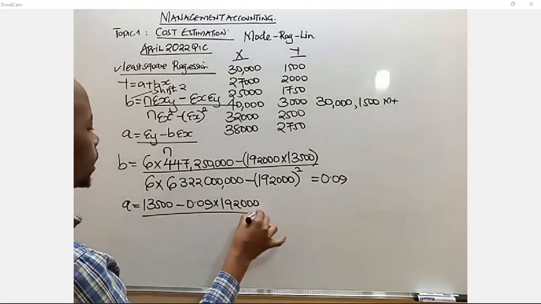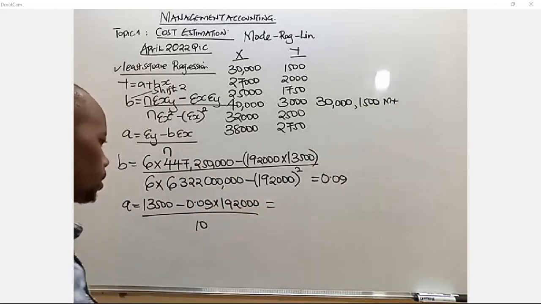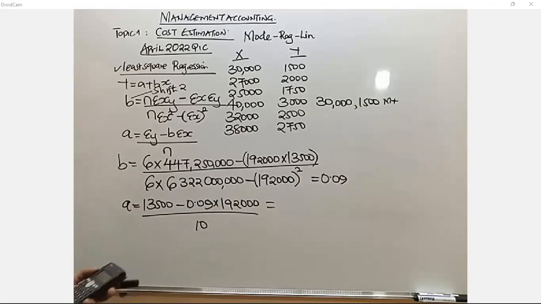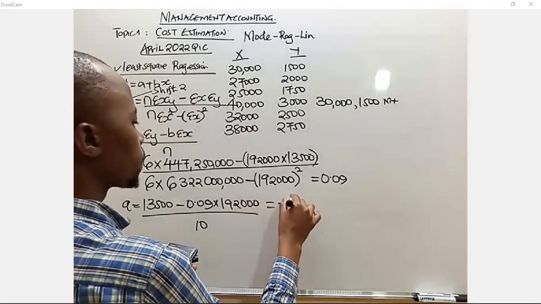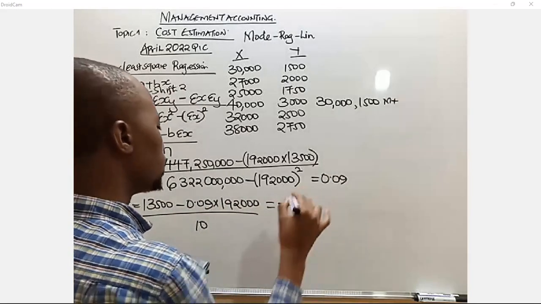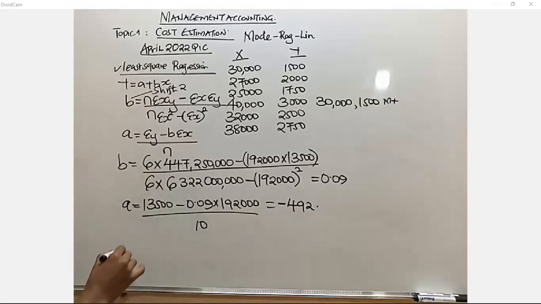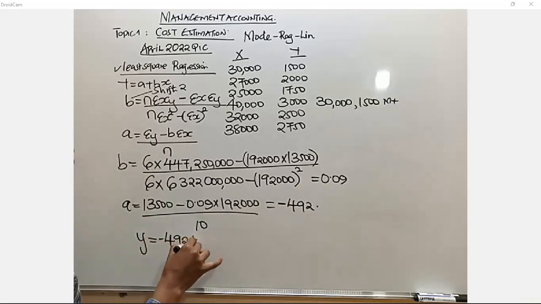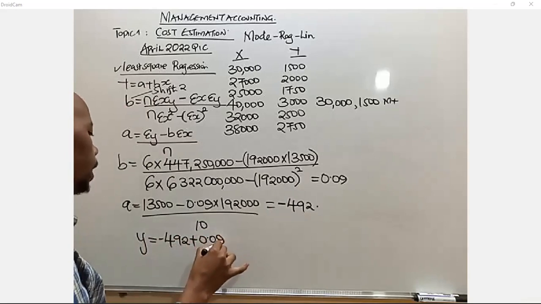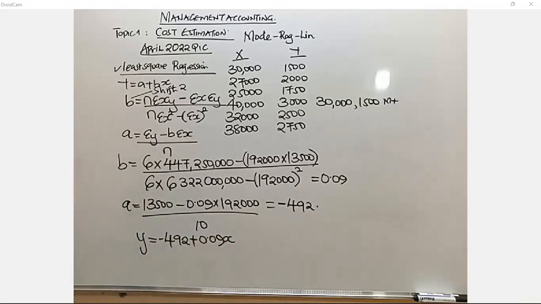We divide by 10. I don't need to do all this in my calculator. I just need to say Shift 2, and then I scroll here to number 1, equal to negative 492. Negative 492. So your Y should be equal to negative 492 plus 0.09x.